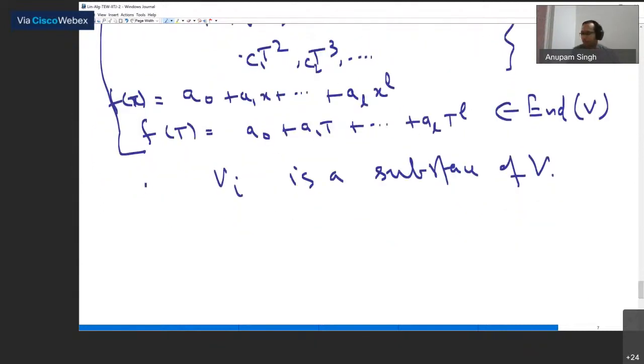We need to prove now several things. We have to prove that V is the direct sum of Vi. For that, I need to prove the intersection of any two Vi is zero, and we need to say that every vector can be written as a sum of the vectors from this, right? We need to prove this thing. So let's do that.